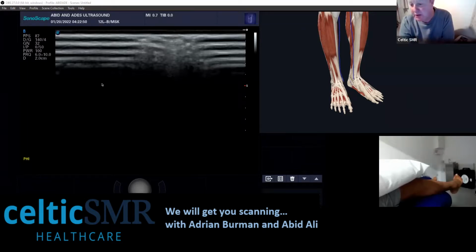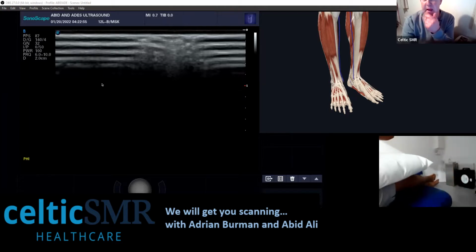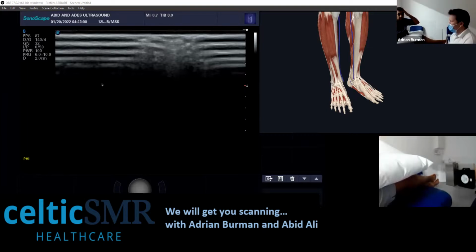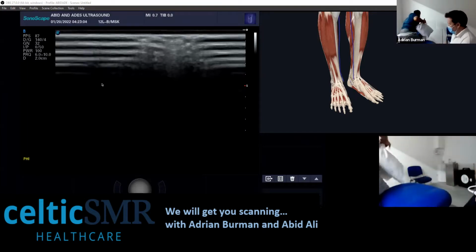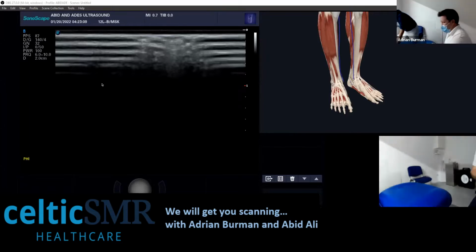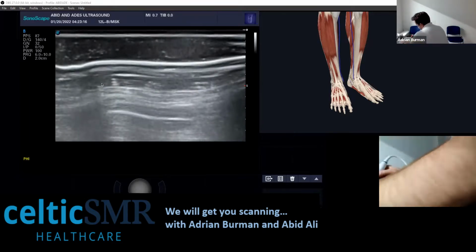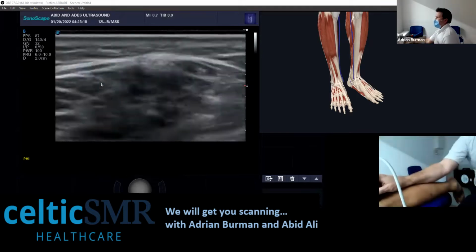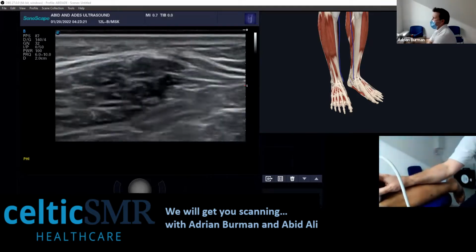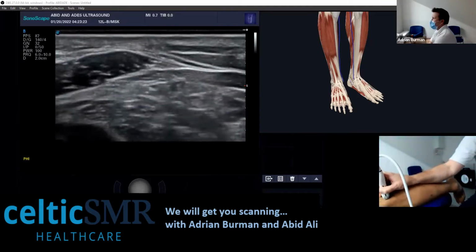And another request: neurodynamics, please, like peroneal nerve entrapments around the fibula head, etc. Lots of requests coming in now. That's quite tricky. Right, let me see, it might take me a minute or two just to get my bearings here.